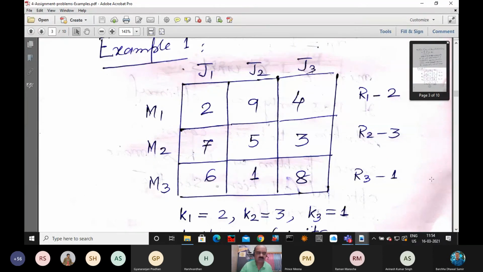I'm coming to some easier problems. Easier in the sense the size of the assignment matrix is reduced. Let us say it is 3 by 3. So if it is 3 by 3, then how do we proceed? Same manner, we subtract.